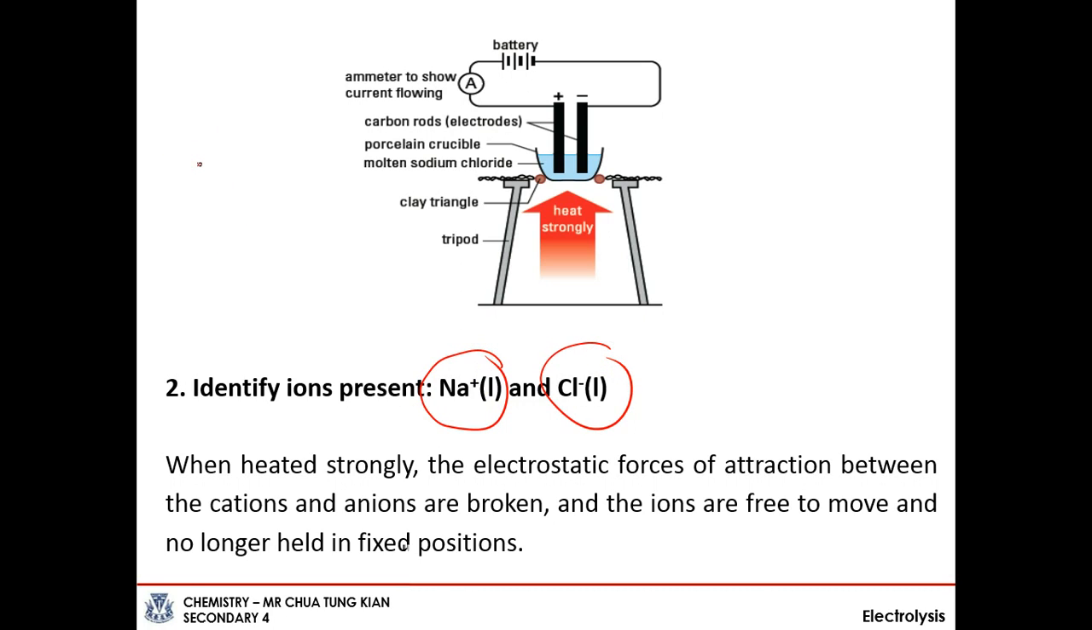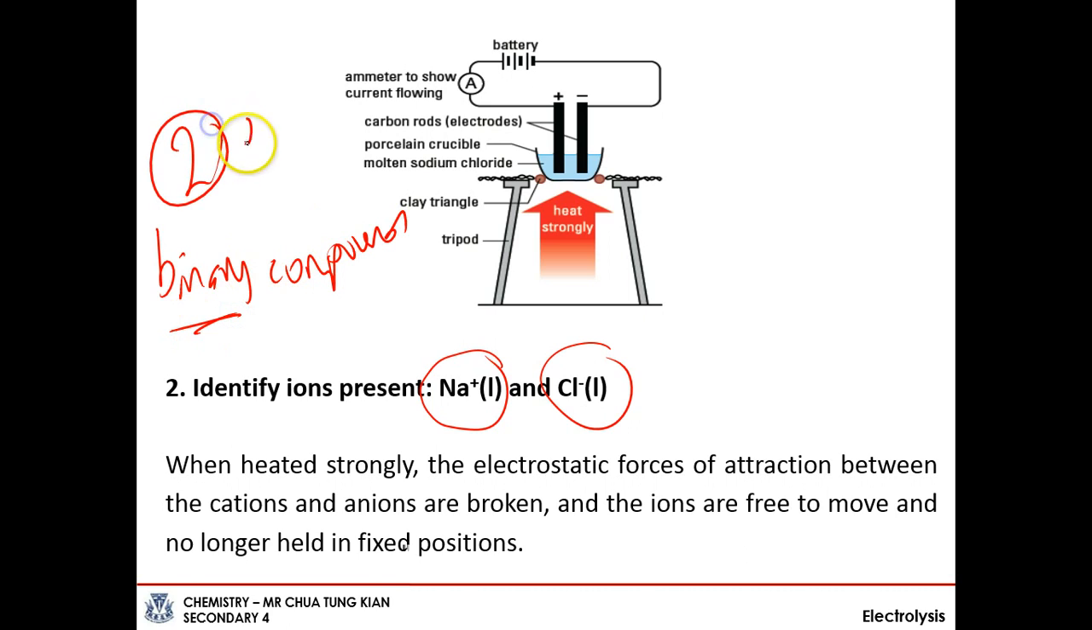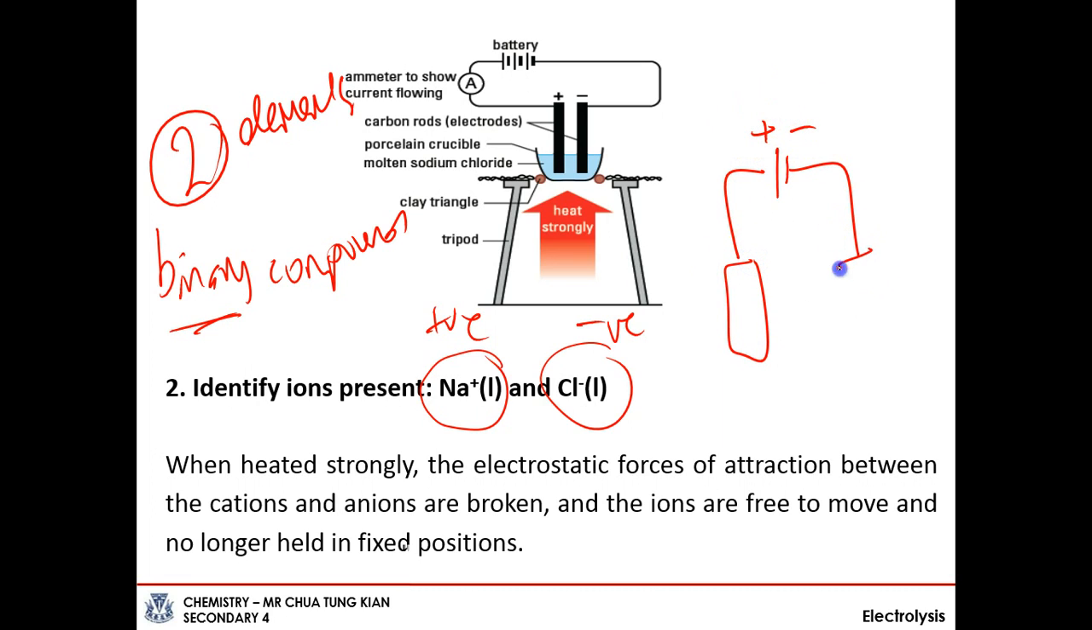And because this is a binary compound, it means there are only two elements. One of them is positively charged, one of them is negatively charged. So if you recall the electrolytic cell, you have an electrode connected to the positive terminal of the power source, and an electrode connected to the negative terminal of the power source. It means that the Na plus ions will migrate here and the Cl minus ions will migrate here. Because the cations migrate here, this is called the cathode and this is called the anode.